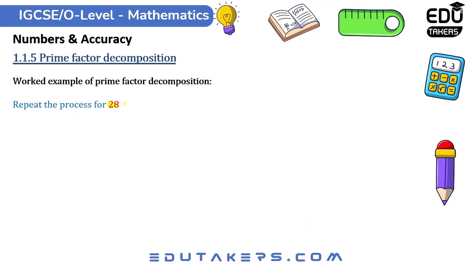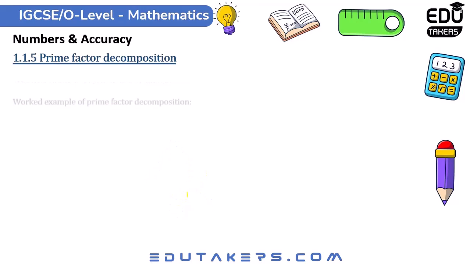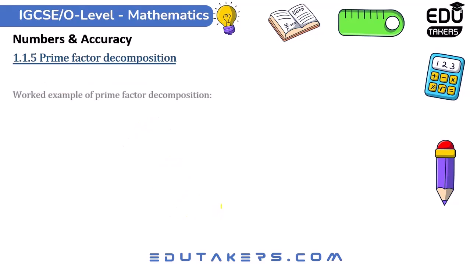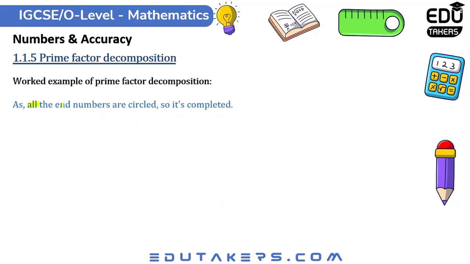Now repeat the process for 28. Now 28 is 2 times 14. 2 is a prime number, so we made a circle around it, and similarly, now continue for 14. Now 14 is split. 14 is 2 times 7, where 2 is a prime number and 7 is a prime number. So as all the end numbers are circled, it's completed.